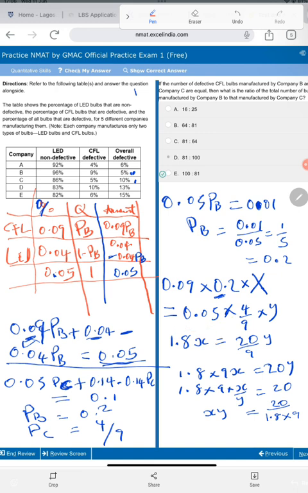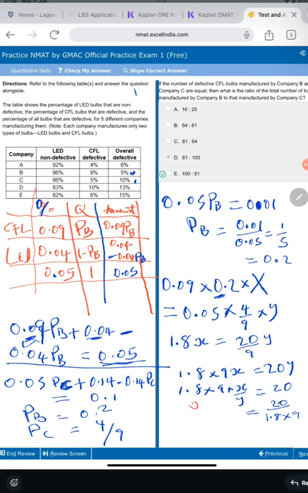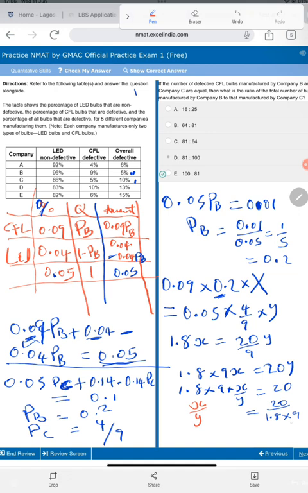0.05 times 100 is 5. Then 5 times 4 is 20. So at this point we have 20/9 Y. But we are looking for S/Y. You also agree with me that when we cross multiply, we get 1.8 times 9S equals 20Y. So S/Y, this is S/Y, not S plus Y. S over Y equals 20 over 1.8 times 9.